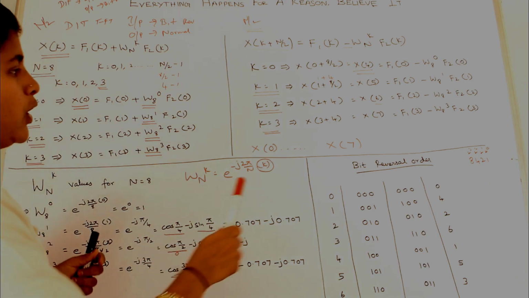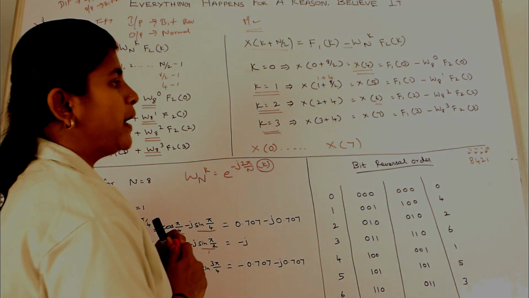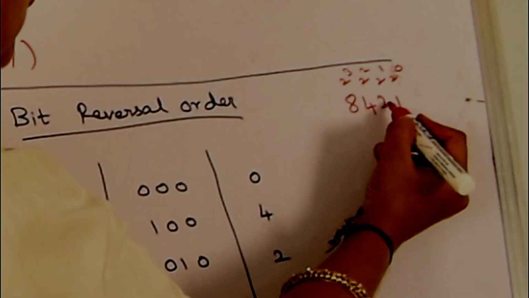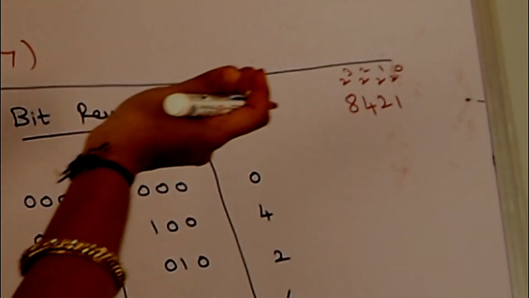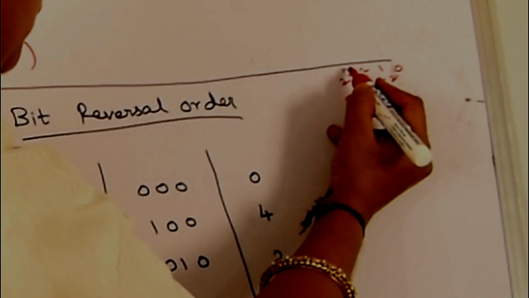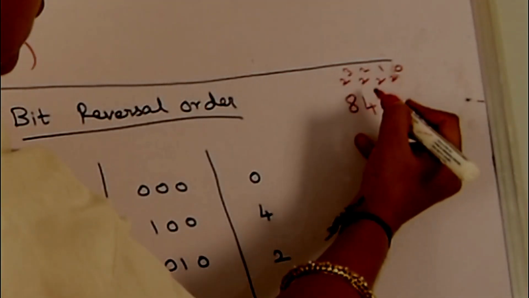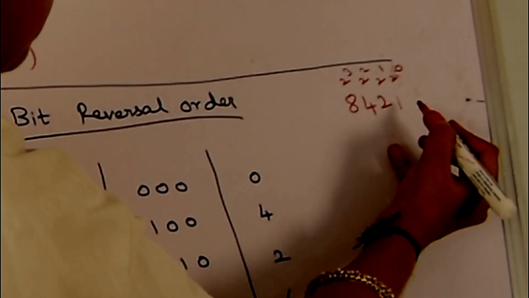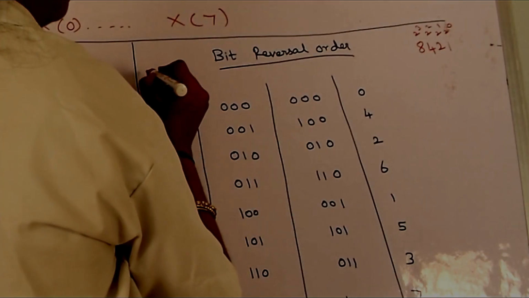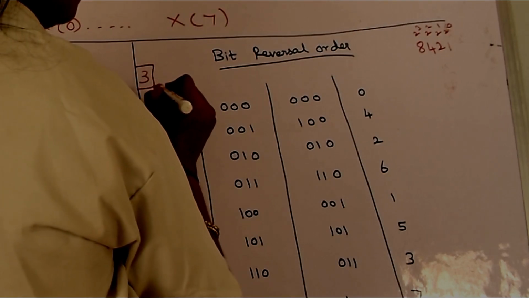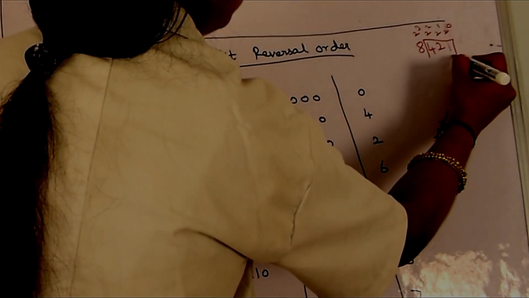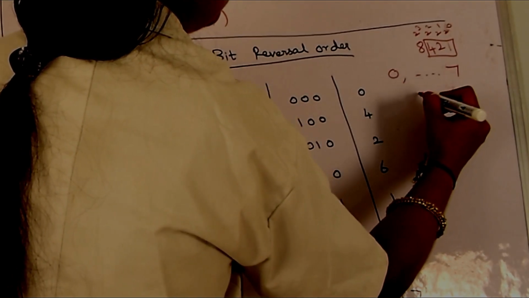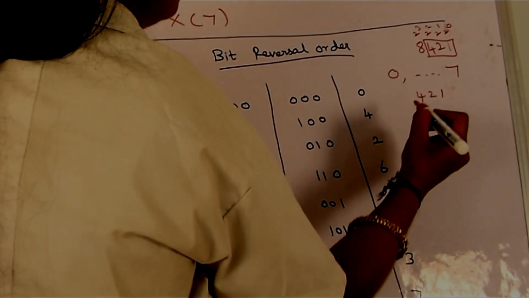Now you just see what is bit reversal order. Binary values can be expressed as 8, 4, 2, 1 as per the place values. 2 power 3 can be written as 8, 2 power 2 can be written as 4, 2 power 1 is 2, and 2 power 0 is 1. Here you have 3 bits, so you just consider 4 to 7. You have 0 to 7, but we are considering only the places 4, 2 and 1.